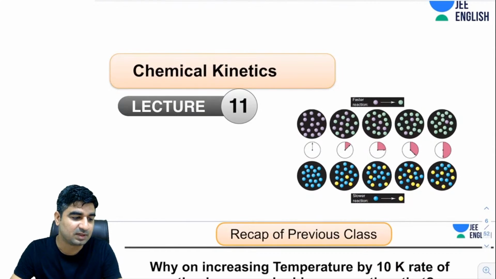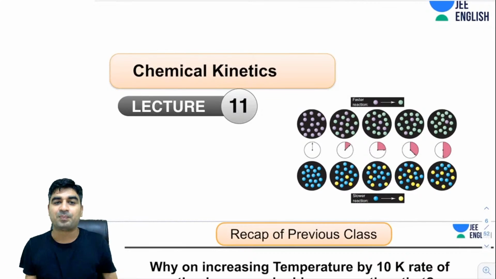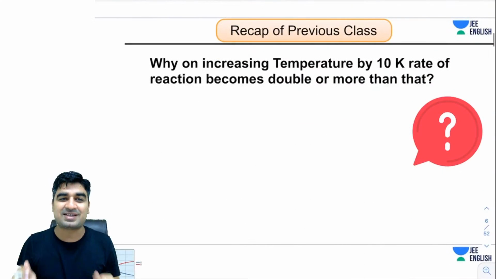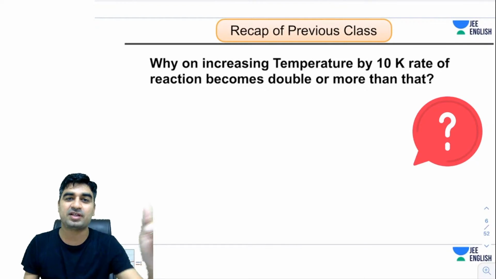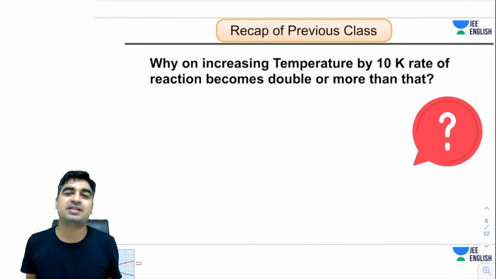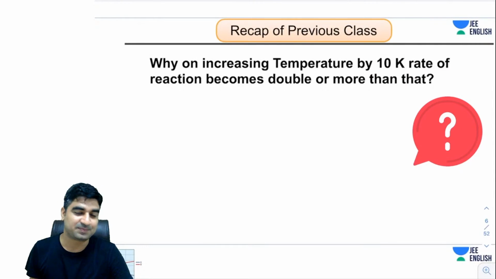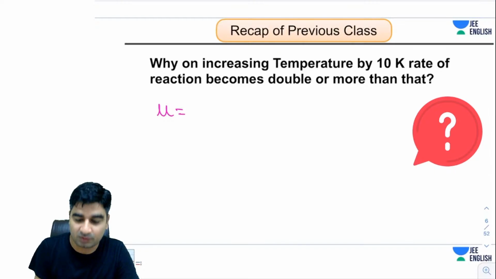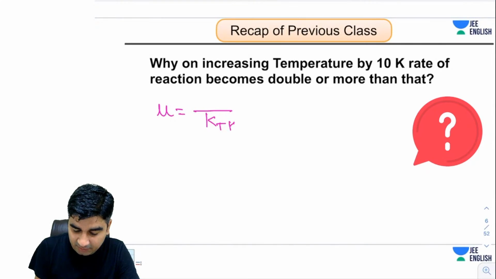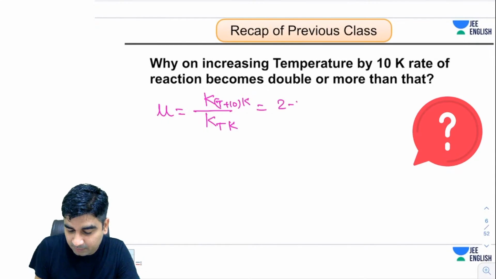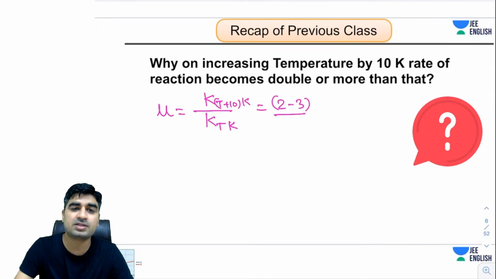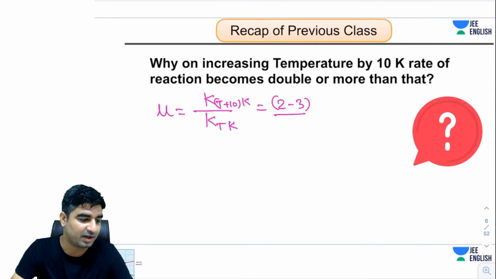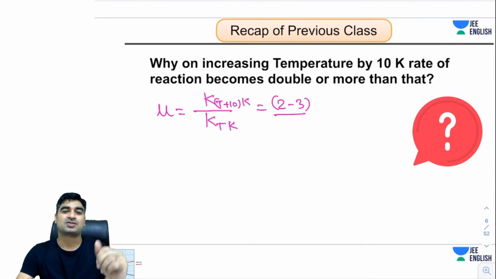Let's start today's lecture with a question, and the question is on your screen. Why, on increasing temperature by 10 Kelvin, does the rate of reaction become double or more than that? Why this question? Last time we did temperature coefficient, and what was that? The ratio of the rate constant at T Kelvin and the rate constant at T plus 10 Kelvin was between 2 to 3.